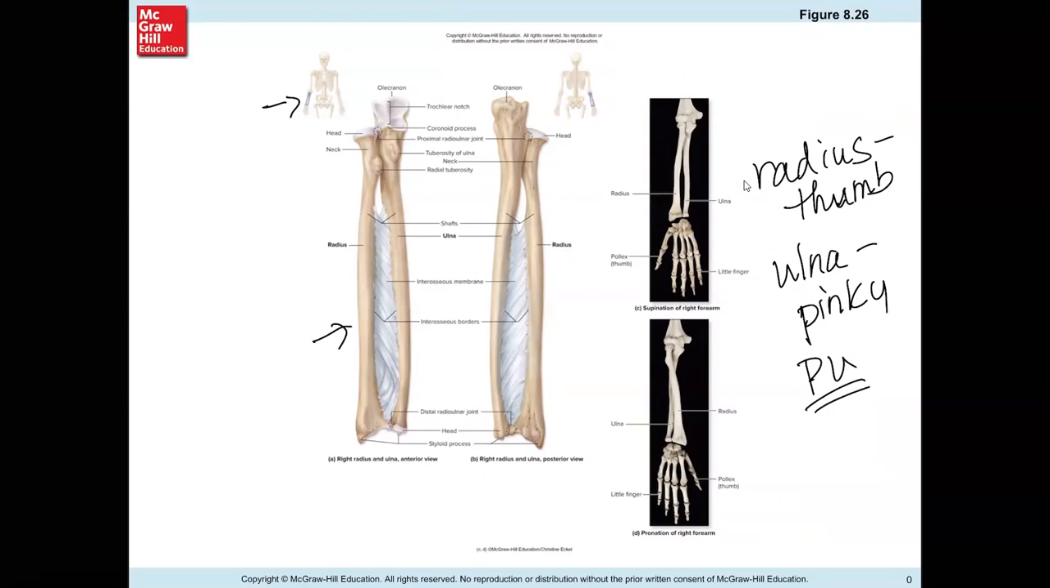Okay, so it's hard to see on here, but the radius actually has a round head, and the ulna, this is actually a U. It's shaped like a U. That's good. You just need to know the bones.